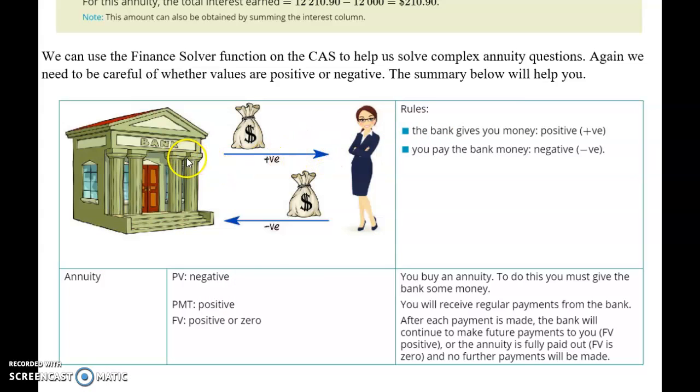Now remember, if the bank gives you the money, it's positive. If you give the bank the money, it's negative. So in the case of an annuity, your principal value or your starting value is negative because you've given the money to the bank. The payments, however, are positive because these are regular payments that go into your pocket. And your final value will either be positive or zero because you don't ever end up owing the bank money, so it'll never be negative.